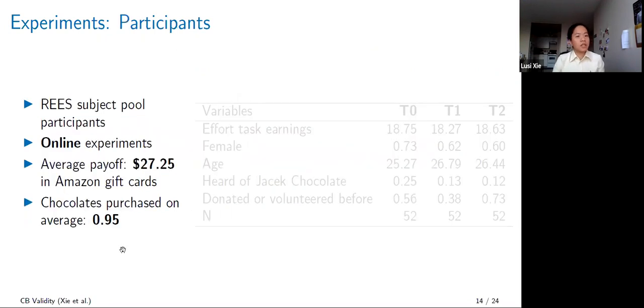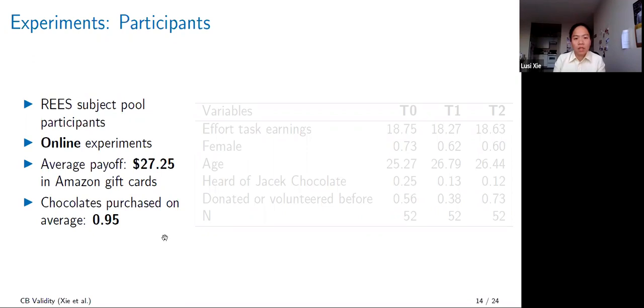And here are some details about the experiments and participants. It's a classic subject pool for lab experiments, and we use it quite often. Everything was done online. Everyone was invited into a website and also a synchronous Zoom session, so we could monitor both. The average payoff was around $27, and we couldn't pay people in cash, so we had to go through quite a bit of procedure to use Amazon gift cards. Also, about 1 chocolate was purchased on average.